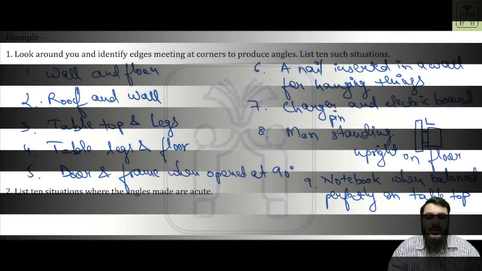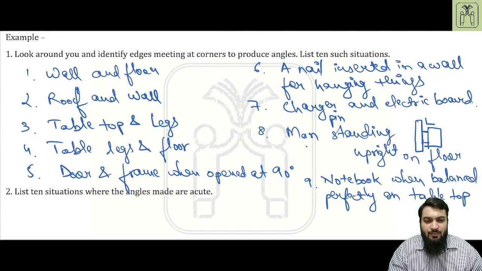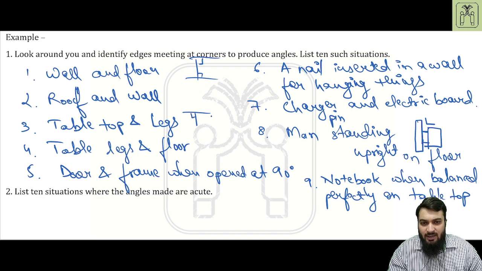Okay, so I've written down the answer. You can write it down. The first is wall and floor. Obviously, it makes a right angle triangle. The roof and wall, that also makes a right angle triangle. The tabletop and the legs, that also makes a right angle triangle. The table legs and the floor, that also makes the right angle triangle.